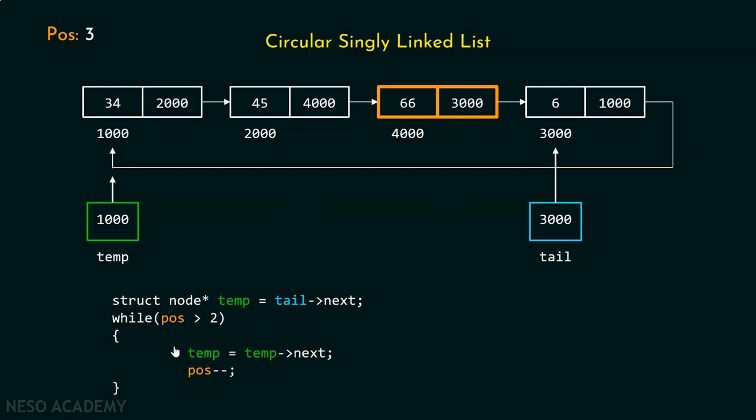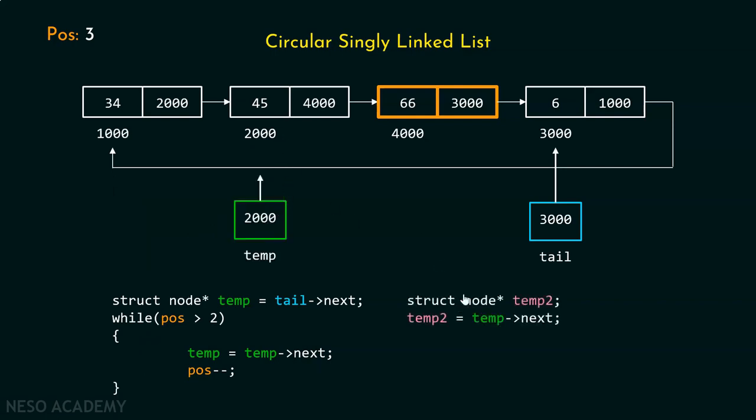That's why this condition is required, pos greater than 2. And here you can see inside this while loop we have temp equal to temp next and pos minus minus. So it is clear that after the completion of this code, our temp pointer will point to this node, right? After this, I have declared a temp2 pointer, and this pointer must point to this node, that is the node to be deleted. That is why I am putting this line of code temp2 equal to temp next.